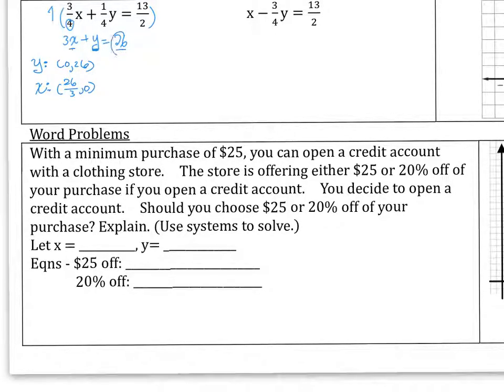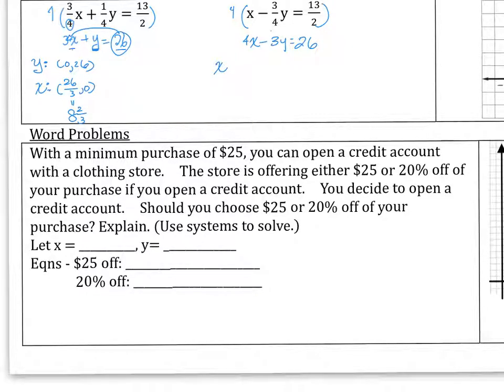Or simply 26 divided by the coefficient of x. And then I can rewrite 26 over 3 as 8 2/3. And for the other equation, I'm also going to multiply by 4 because I want to clear the denominators. 4x minus 3y equal 26 as well. And then I can find my x and y intercepts.